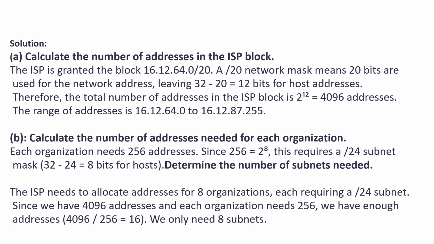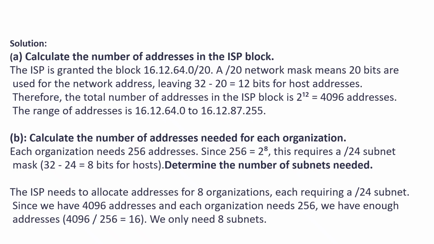Since 256 is equal to 2 power 8, this requires a /24 subnet mask. So you have to find the subnet mask. How will you find the subnet mask? In a given IP address, the leftmost n bits you have to make as 1 and the remaining 32 minus n bits you have to make as zeros. Then you can find its equivalent decimal notation, and you will get the subnet mask.